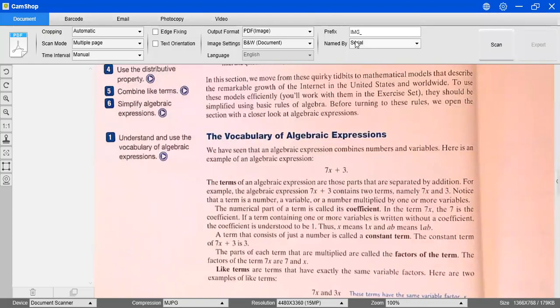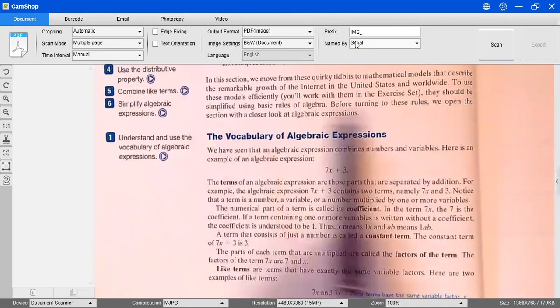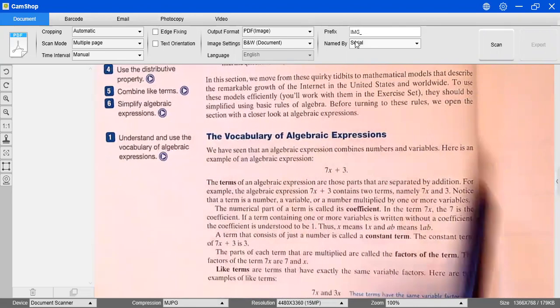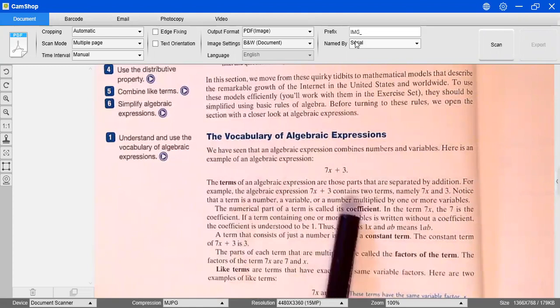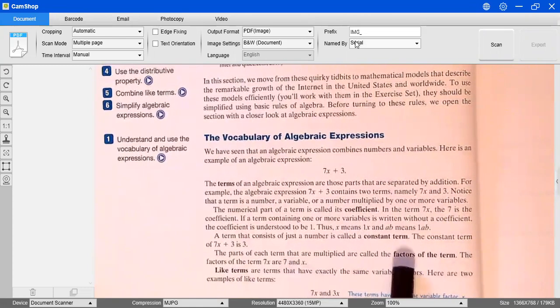Now we're going to start section 1.4. It's on page 44. It's about the basic rules of algebra. And the first thing that we're going to cover from this section is the vocabulary of algebraic expressions. So if you check the second part of this page, you're going to see here some terms that I highlighted, like, for example, terms, coefficient, constant term, factors of the term, like terms.